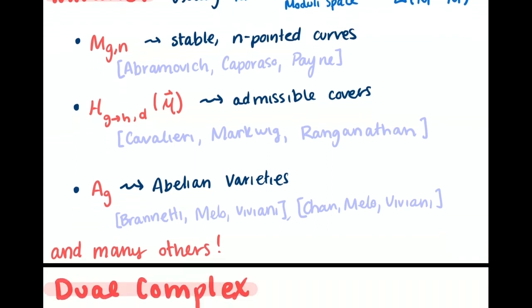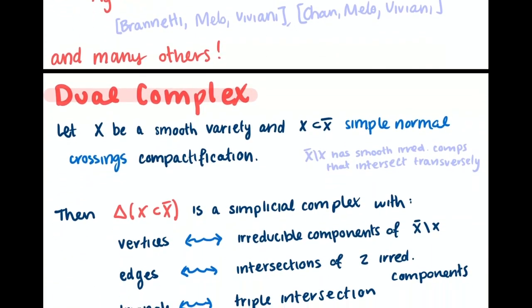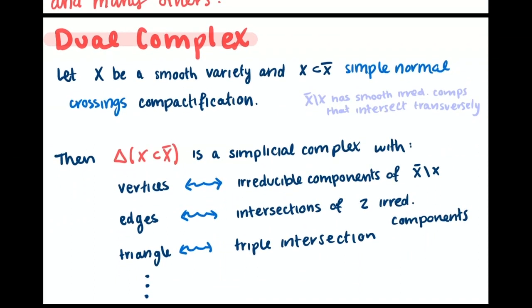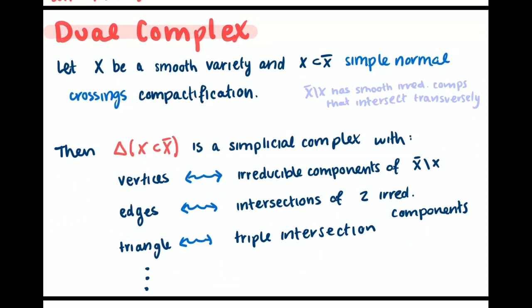Okay, so now I'll define the dual complex as promised. Suppose I have a smooth variety X and a compactification of it which is simple normal crossings. This is just a technical assumption that tells me that the boundary has nice enough combinatorics that I can do something with it combinatorially. It just means that the boundary has smooth irreducible components that themselves intersect transversely.